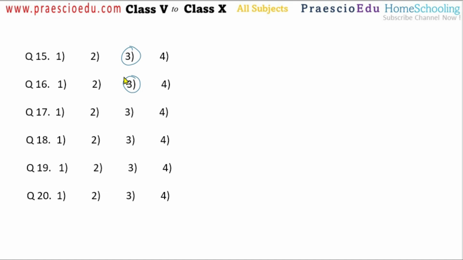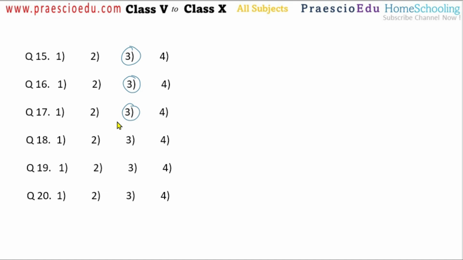Question number 17. If calf is called cub, cub is called lamb, lamb is called kitten, kitten is called kid, kid is called puppy, then what is the young one of a sheep called? As we know, the young one of a sheep is a lamb, but lamb is not called a lamb. We are calling lamb a kitten. So kitten means option number 3 here also, the correct one.